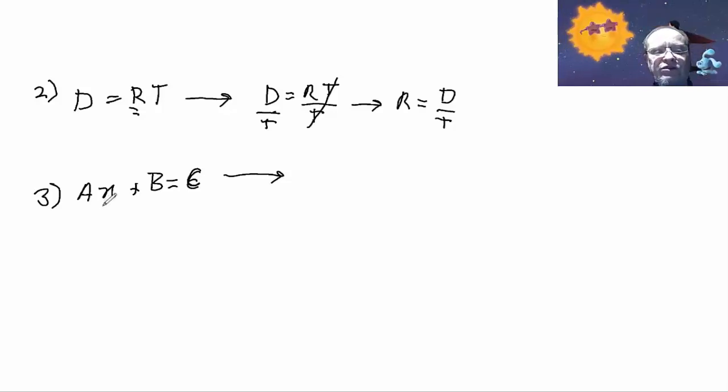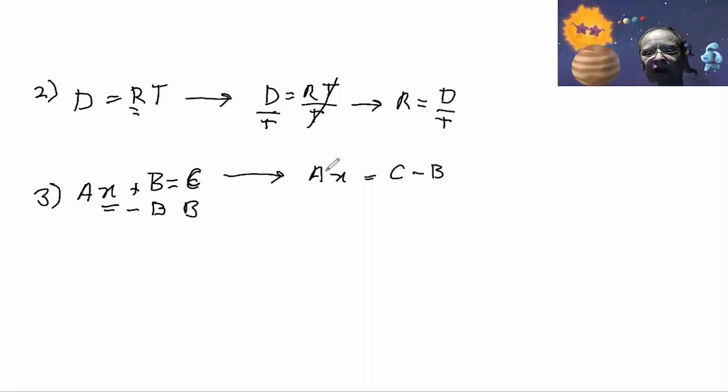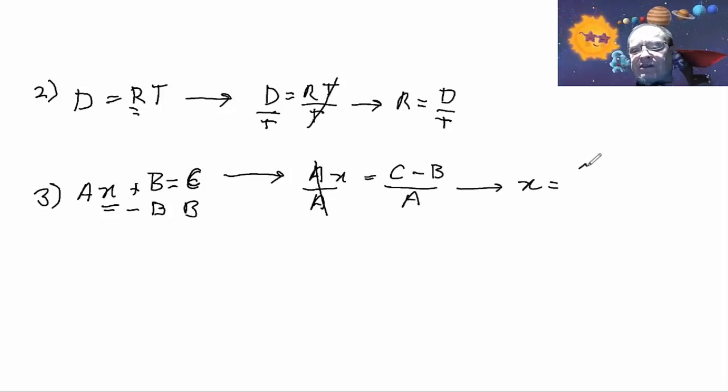So what we want to do is ultimately isolate the x. The first thing we'll do is subtract b from both sides. That means we will get ax is equal to c minus b. Now we have ax, so we want to divide by a on both sides, just as we would if it were numbers, and we cancel that out. And so x is equal to c minus b over a.